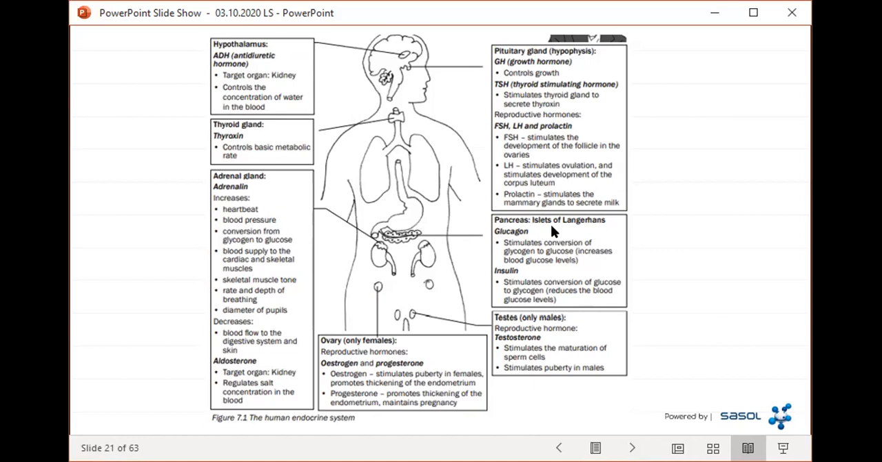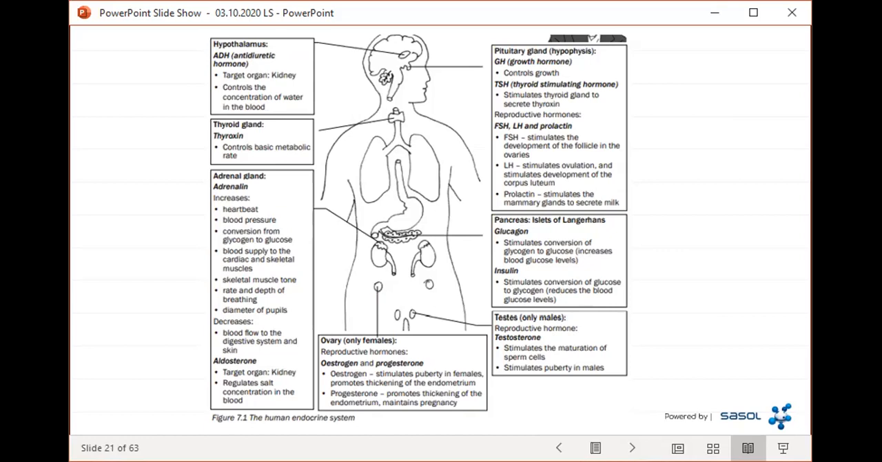Then we have the pancreas, the islets of Langerhans in the pancreas, and those secrete glucagon. Remember, it is the alpha cells that secrete glucagon, and the beta cells of the islets of Langerhans secrete insulin, and insulin stimulates the conversion of glucose to glycogen, and therefore reduces blood glucose levels.